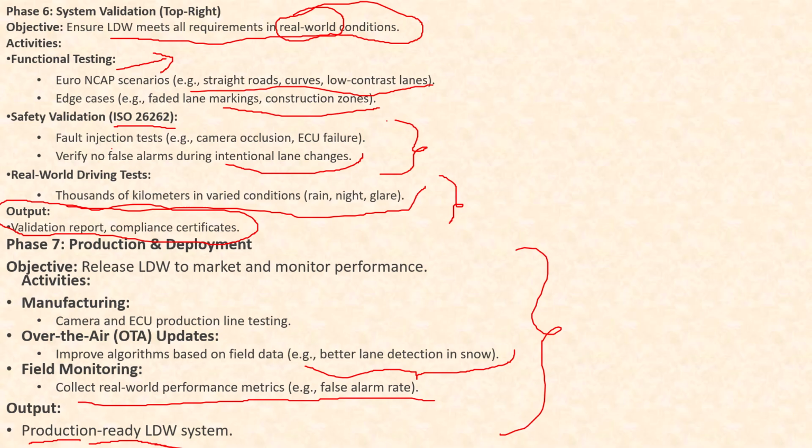Till now, all the 7 phases which I mentioned come under prototyping. It is only after phase 7 that the actual production and deployment comes into the picture.